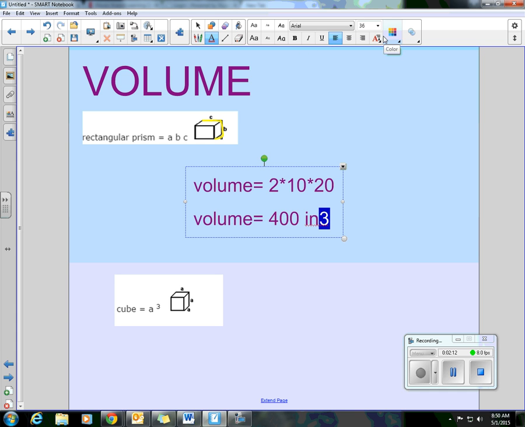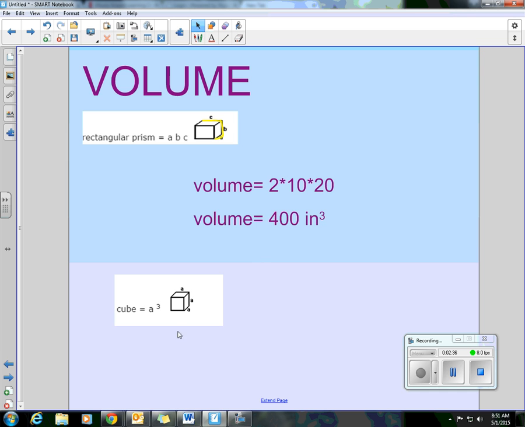So our volume is 3 dimensions, 1, 2, 3. We multiply them together, and that's our final answer. It means that there could fit 400 little cubes that are an inch by inch by inch inside this shape. That's the volume.